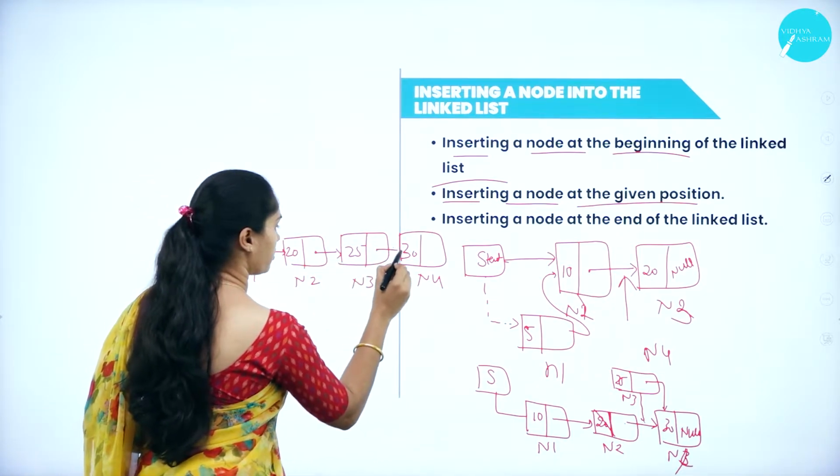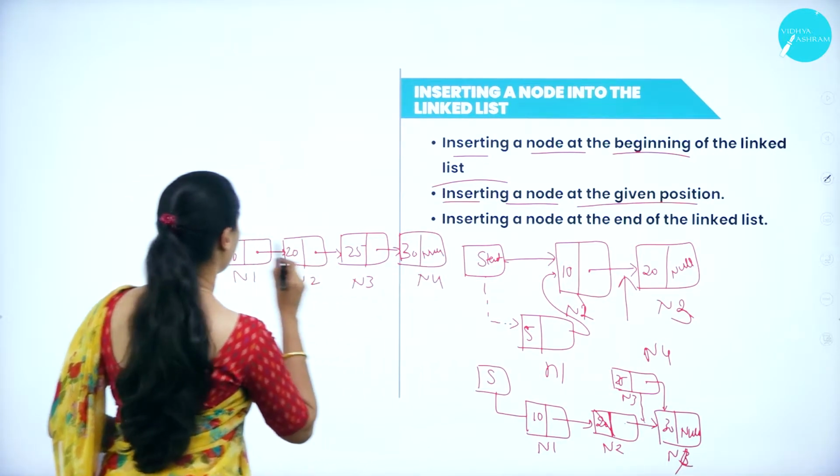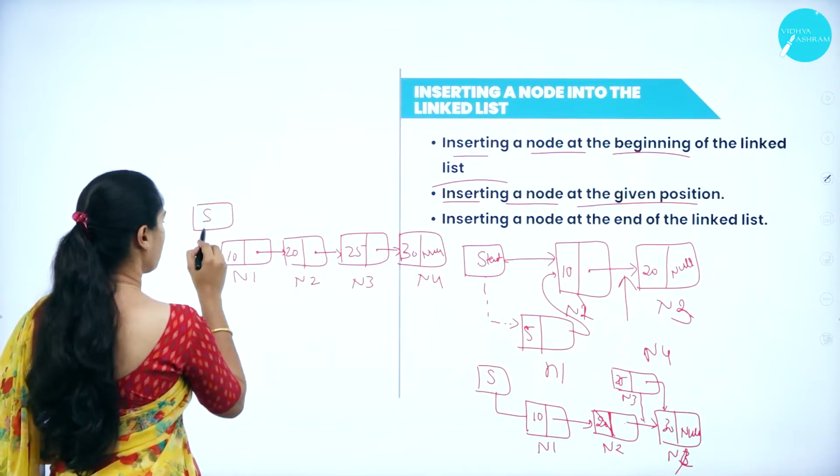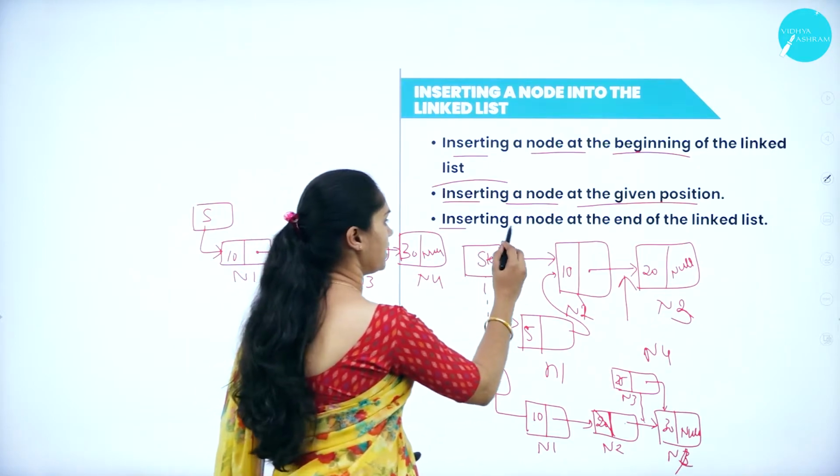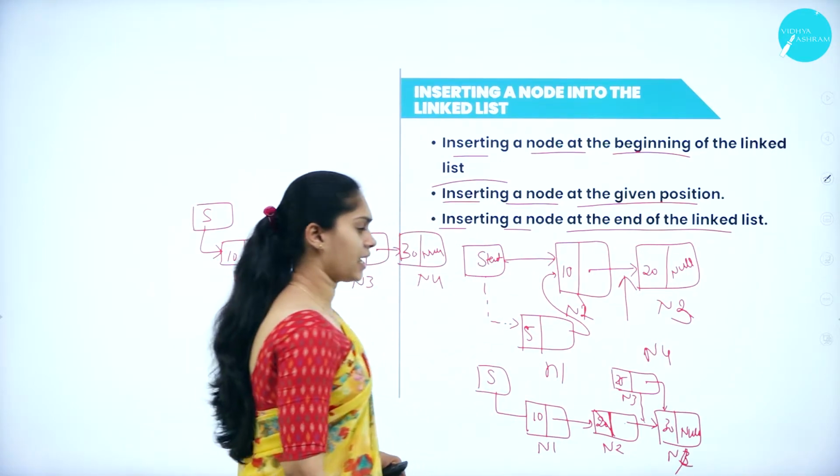So it will point to this position and this will become null. Here we have a start pointer that will point to the start. Next is inserting a node at the end of a linked list.